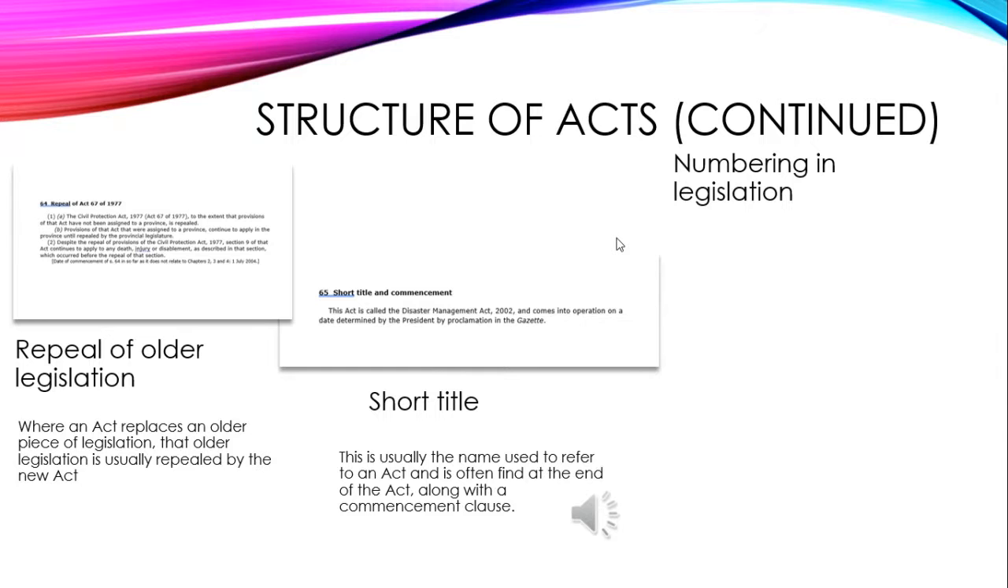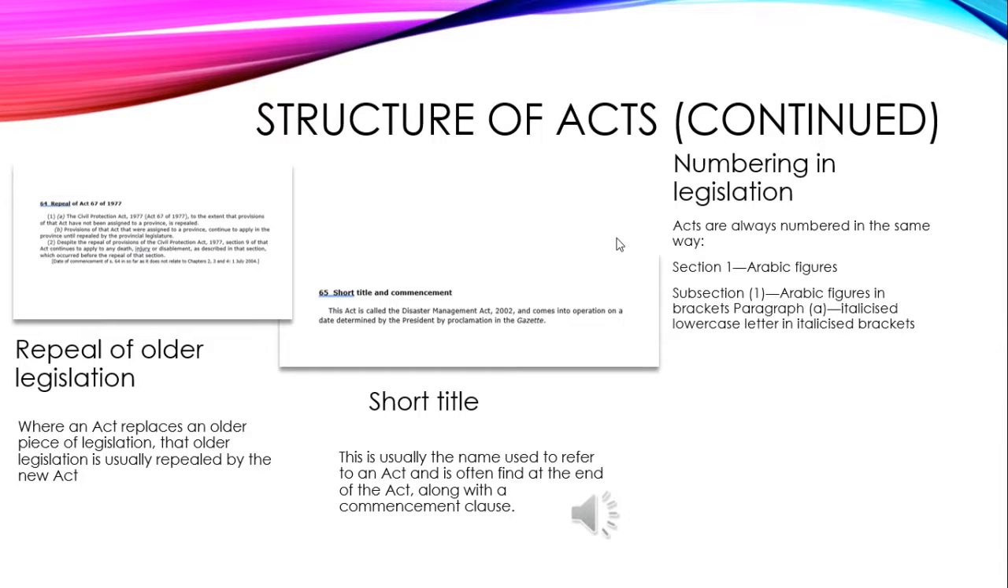Then, another thing that's quite important is how we number sections in an act. So if you look on the left-hand side there, section 64, which deals with repeals, you'll see that it's section 64, subsection 1, and then A and B, and then subsection 2. So this is how it works. The first number of a section is always in Arabic figures. It's a number 1. Then you get subsections, so then you get A, like you see there, 1A.